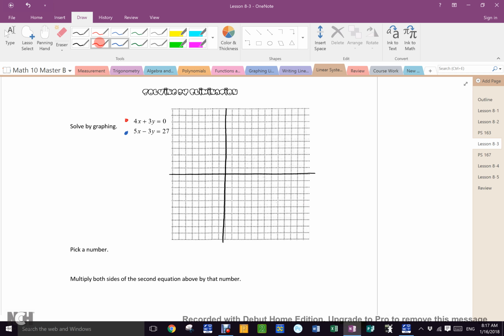All right, so we're getting those in slope-intercept form. 3y equals negative 4x. y equals negative 4 thirds x.